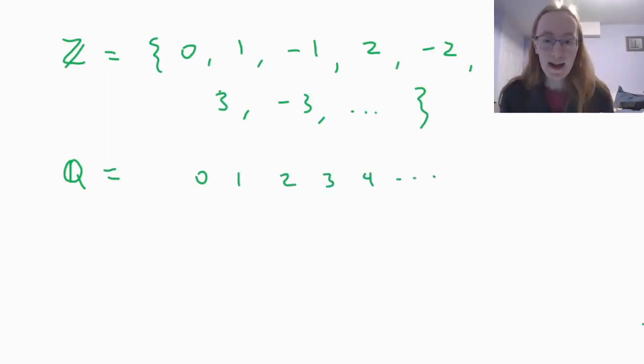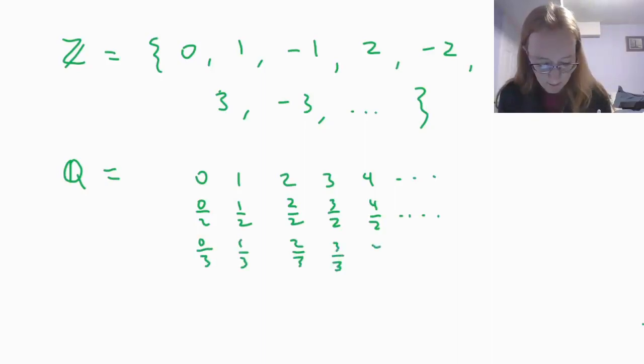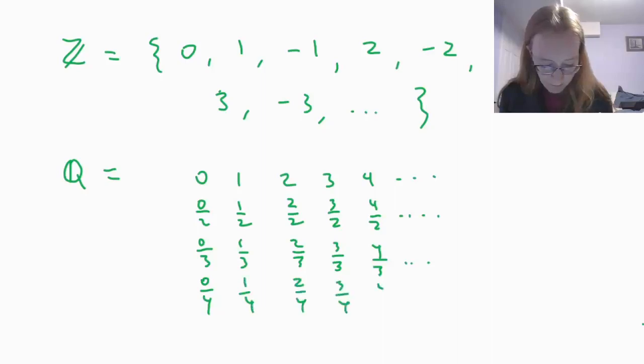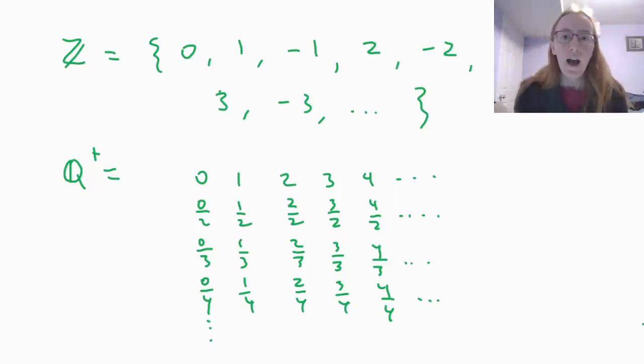And then we'll have 0 over 2, 1 over 2, 2 over 2, 3 over 2, 4 over 2, etc. And then we'll have 0 over 3, 1 over 3, 2 over 3, 3 over 3, 4 over 3, etc. You get the idea. 4 over 4, blah, blah, blah. So we keep going in both directions. Again, I'm just going to do the non-negative rational numbers for now. I want to create a list of these numbers that's going to catch every single one.